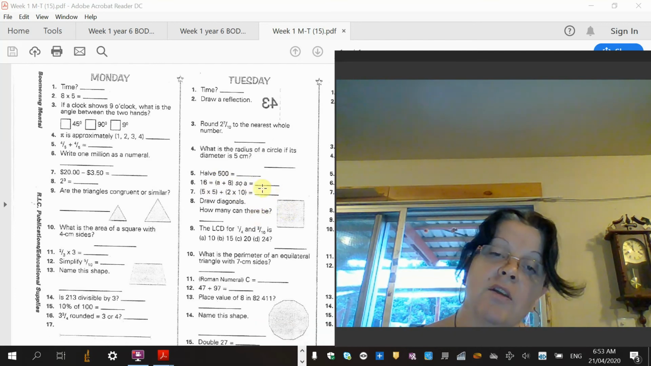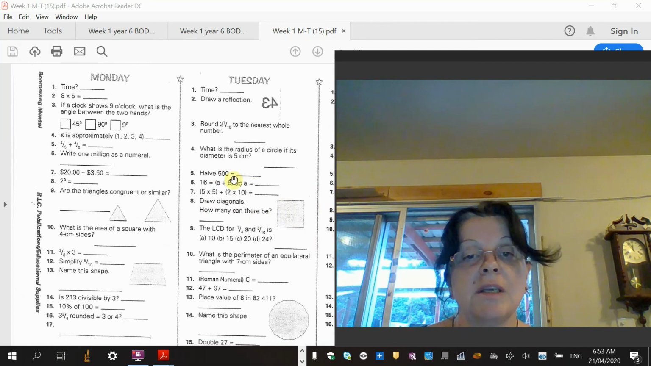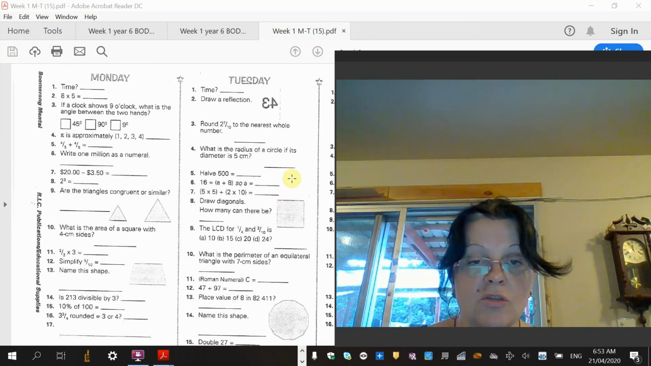Diagonal means anything on an angle that way. So how many diagonal lines can we draw on this square? Draw a square on your page and draw them in. Remember, they have to be diagonal, not straight.